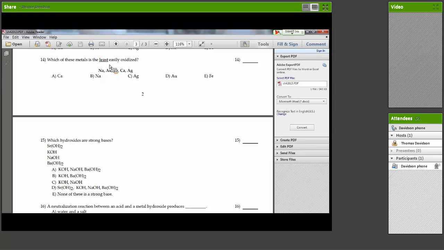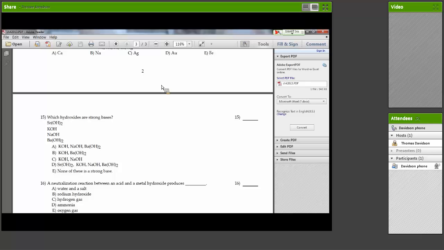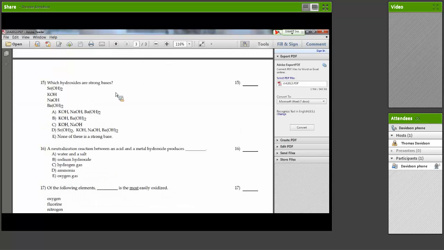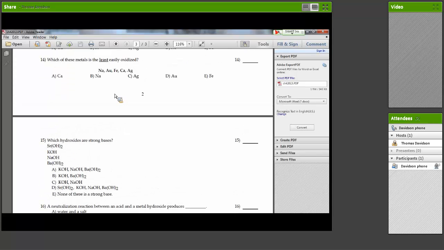Which of these metals is least easily oxidized? Get it wrong? Well, I guess actually there is. I'd say that's a difficulty of a 2 out of 5. But the summary of the table I just barely gave you will get you through that question very simply.